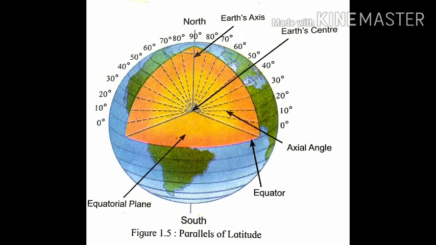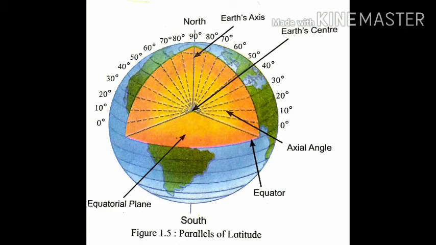So first of all, what do we mean by latitudes and longitudes? Latitudes and longitudes are the horizontal and vertical lines which are present on the surface of the earth. Actually, these lines are only imaginary lines to understand the location of a particular place or a particular area or a particular region. So, parallels of latitudes are the lines which you can see in the figure.